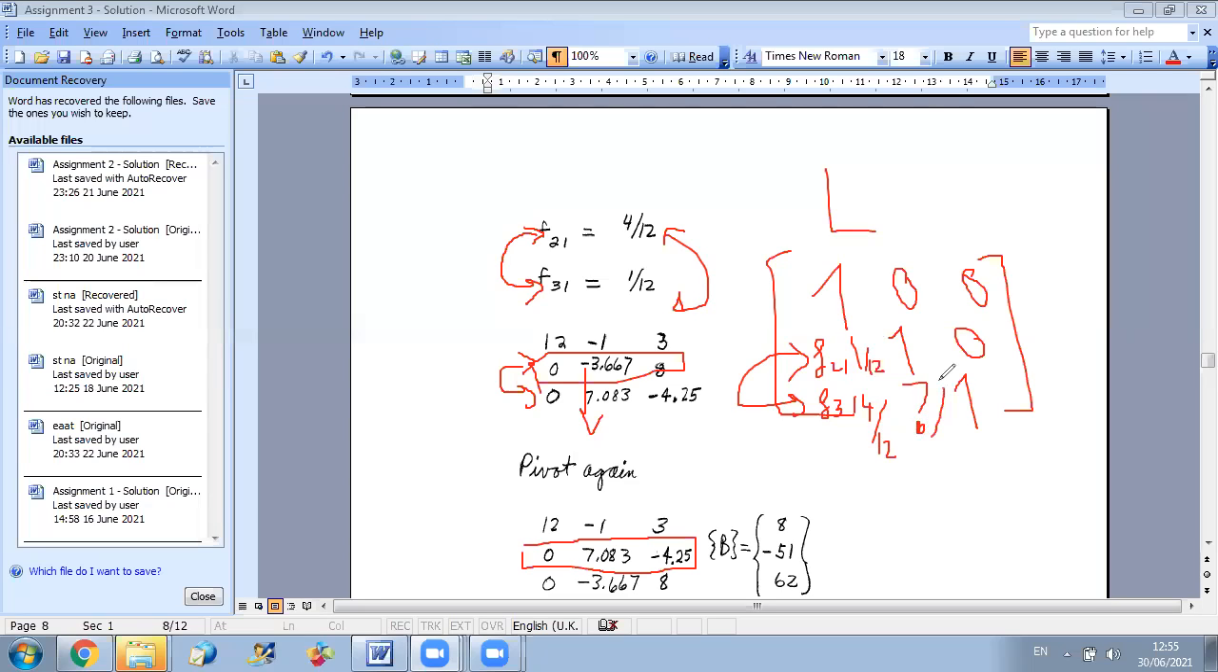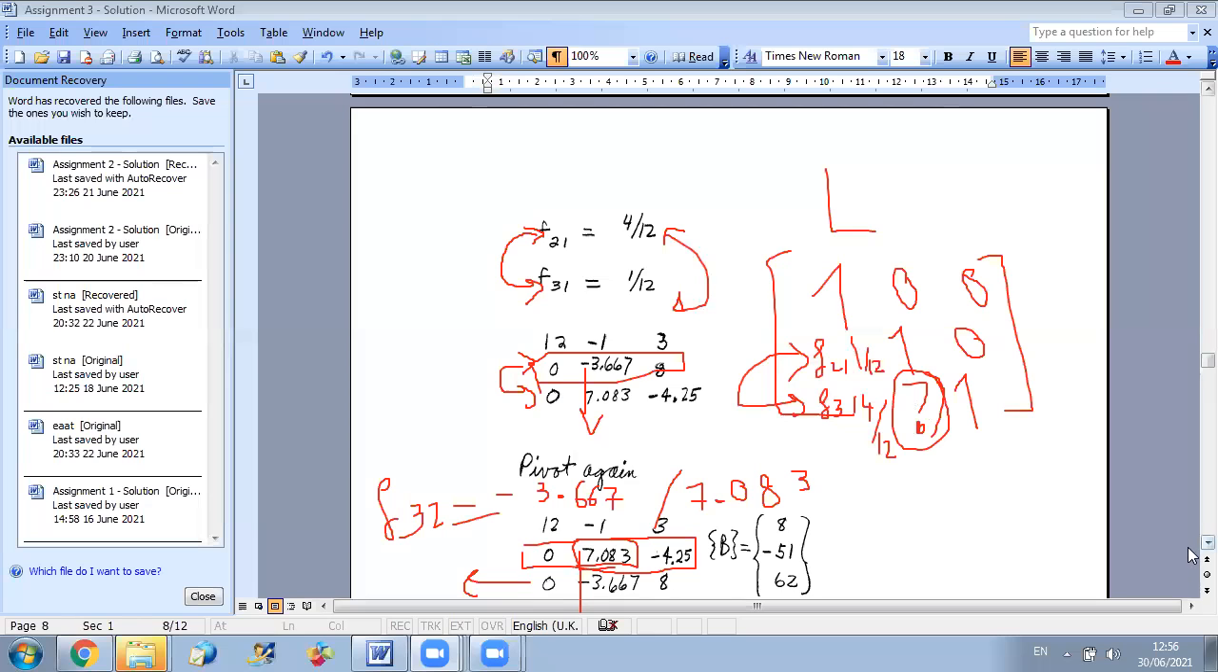I still have to find just this element. So now to find this element, I find it after doing the pivoting. When I do the pivoting operation, the highest element here becomes larger than everything below it. So now to find F32, I just have to do minus 3.667 over 7.083, sorry, and then I will get my factor F32 and I am done with the lower matrix.